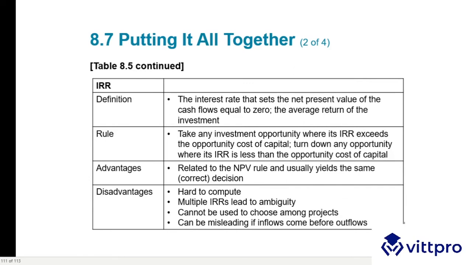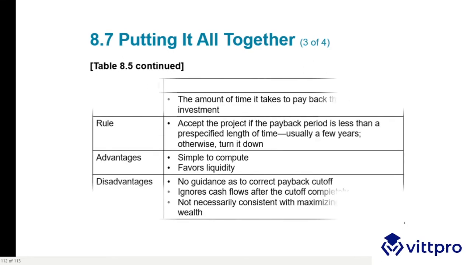The advantage is that it's related to the NPV rule, and normally you have the same result. And the disadvantage is it's difficult to compute, and sometimes there are multiple IRRs, especially when you have multiple cash outflows. And if the inflows come before outflows, then also it can be confusing. And it's difficult to choose between 2 different projects because of the size.